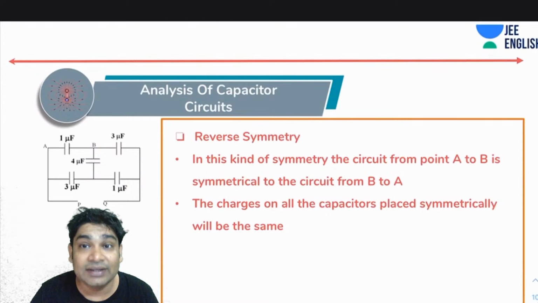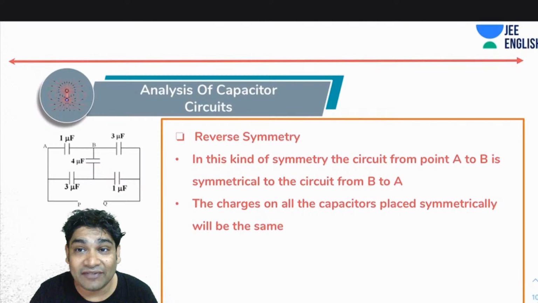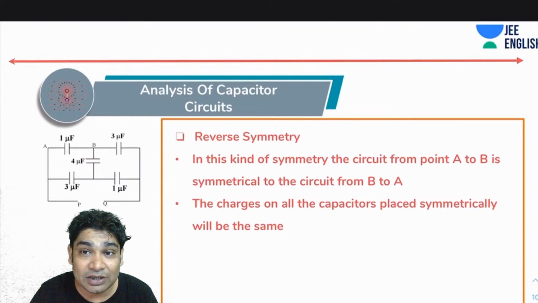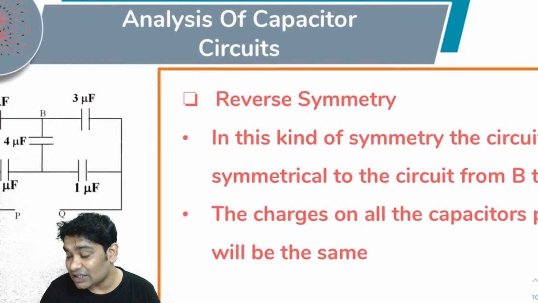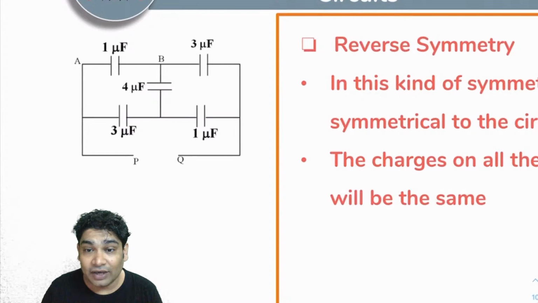Let's take a look. In this kind of symmetry, the circuit from point A to B is symmetrical to the circuit from point B to A. So if you look at this figure, you will realize.